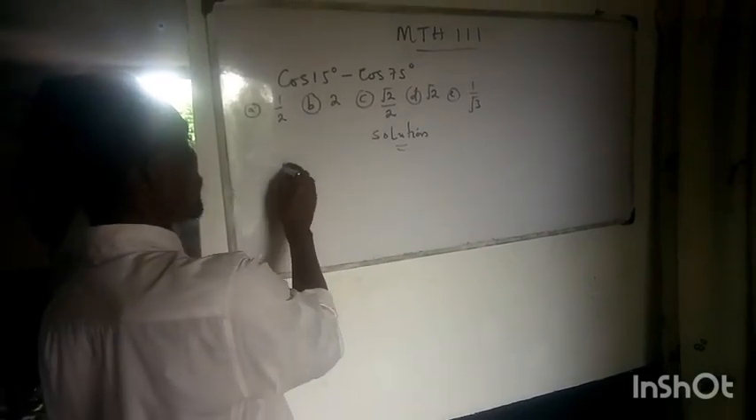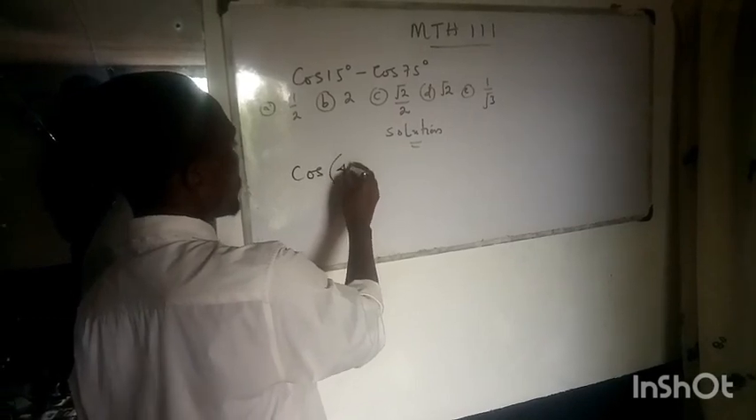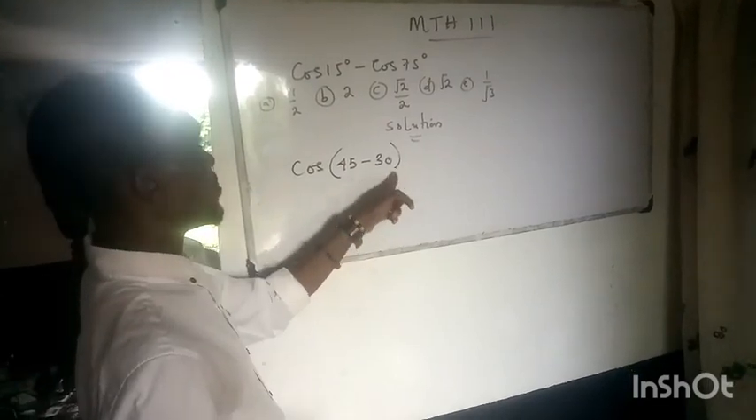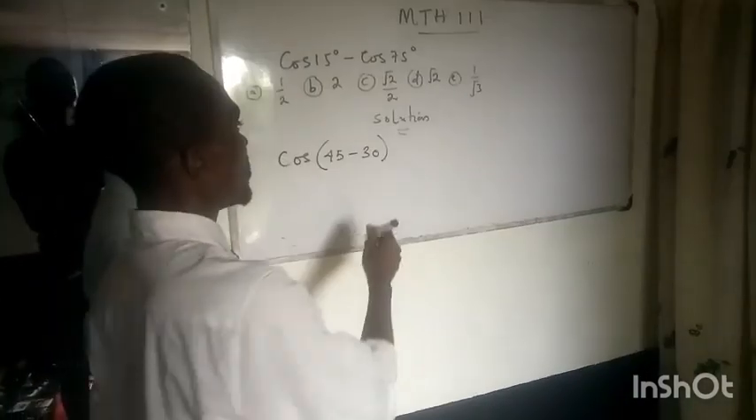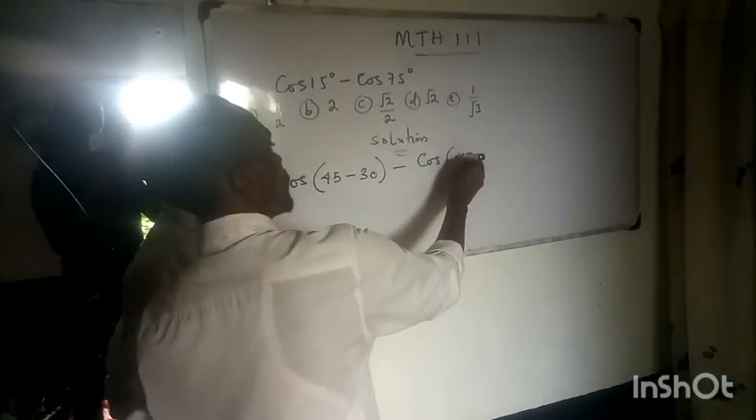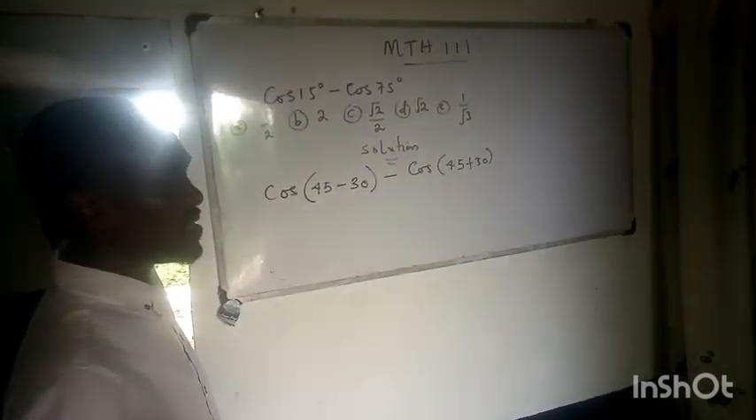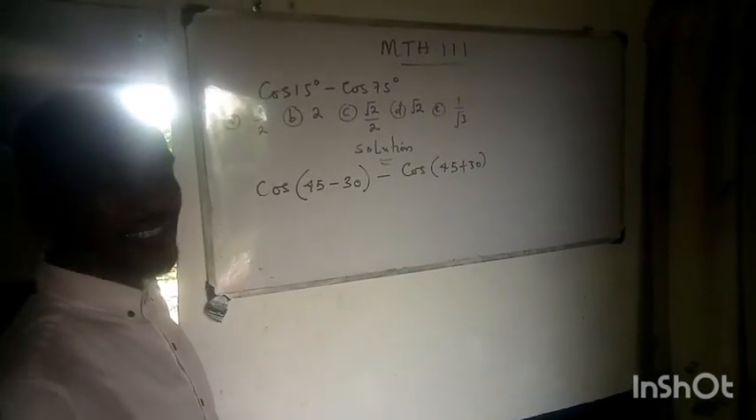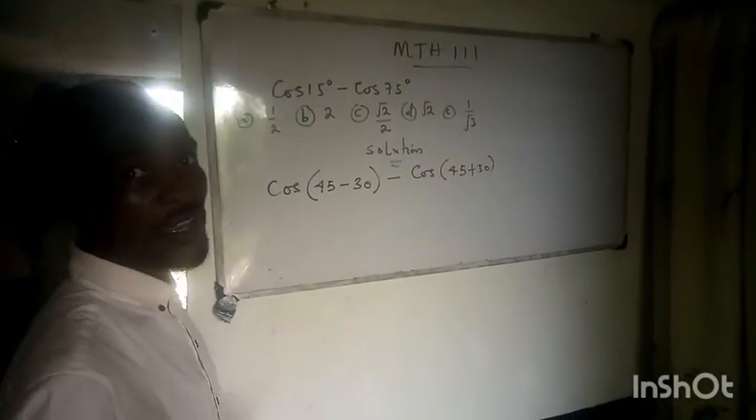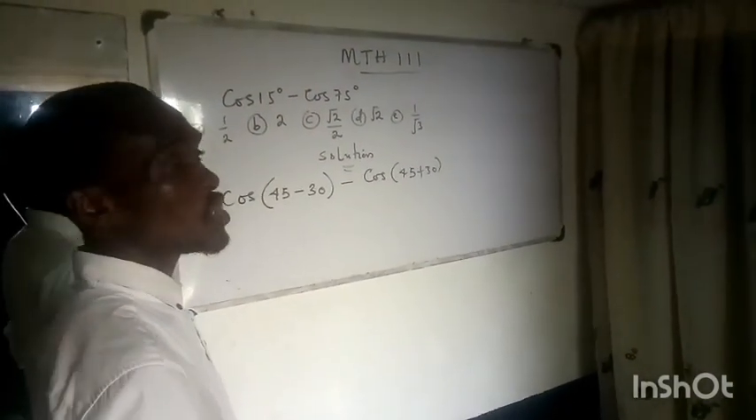So we can write cos 15 as cos of 45 minus 30. So 45 minus 30 gives us what? 15. And then we can also write cos 75 as 45 plus 30. And remember, 45 degree and 30 degree are two special angles that we already know how to express in terms of irrational and rational numbers.